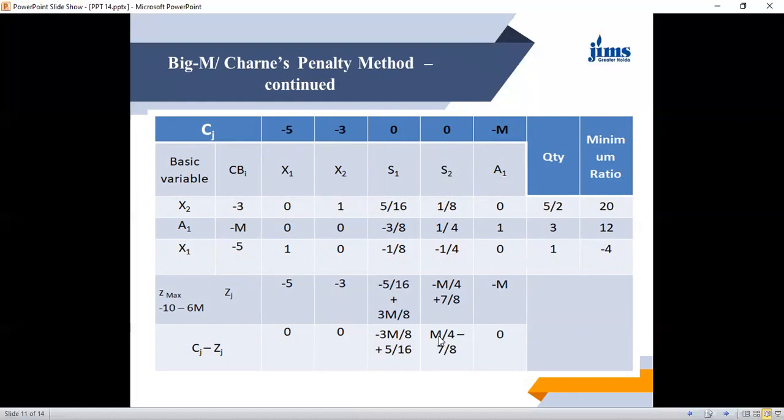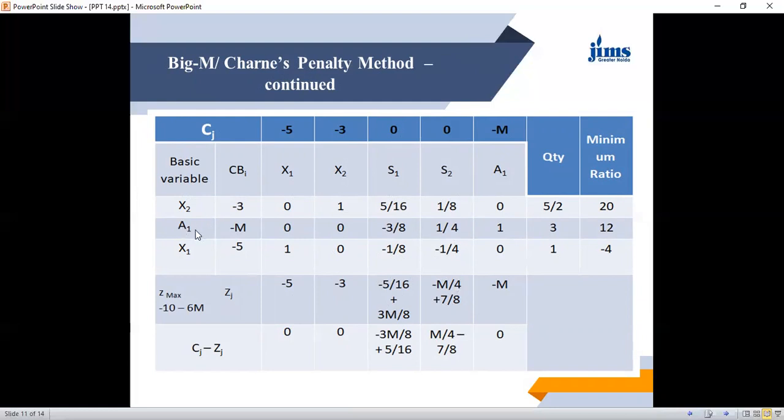So what we do? This becomes our key column, the maximum positive value, and then for the key column, all elements in the quantity column are divided by the elements in the key column. So 5 by 2 divided by 1 by 8 becomes 5 by 2 into 8, so it becomes 20. Similarly, 3 divided by 1 by 4 is 3 into 4, 12, and 1 divided by minus 1 by 4 is equal to minus 4. We do not consider negative quantity, so the minimum of these two is 12. So this is the key row, and this is the key column. It means S2 will come in the next iteration, and A1 will be replaced.